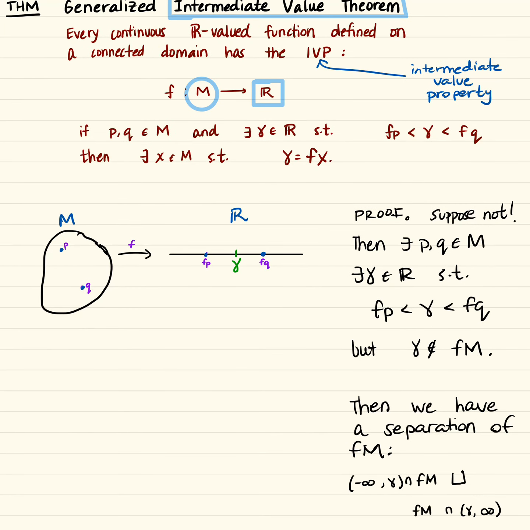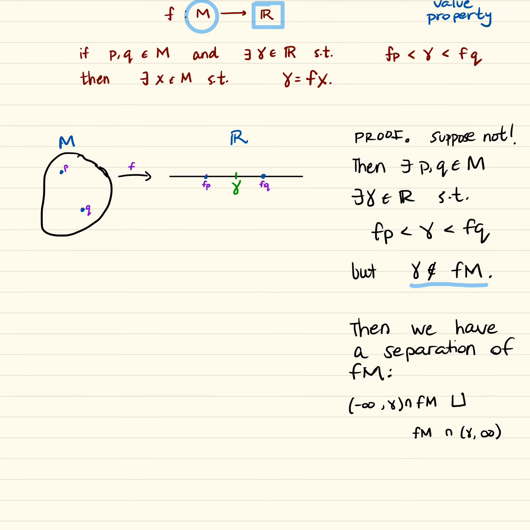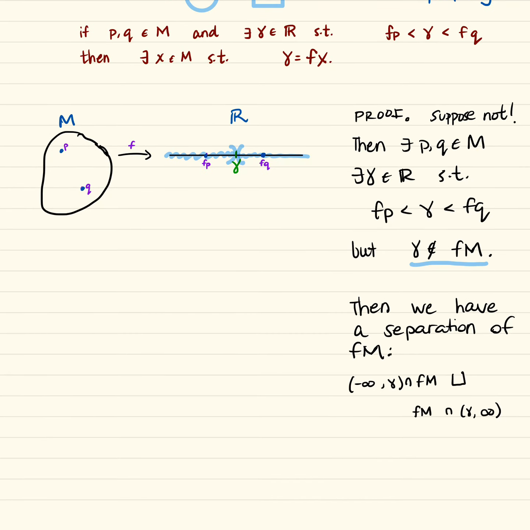Then there exist P and Q in M, and there exists a gamma in R, such that gamma is in between F of P and F of Q, but no point in M is mapped to gamma. So gamma is not in F of M. Then here's what we have. We have a separation. Our separation is going to be this set here, a separation of F of M, and this set here intersected with F of M.